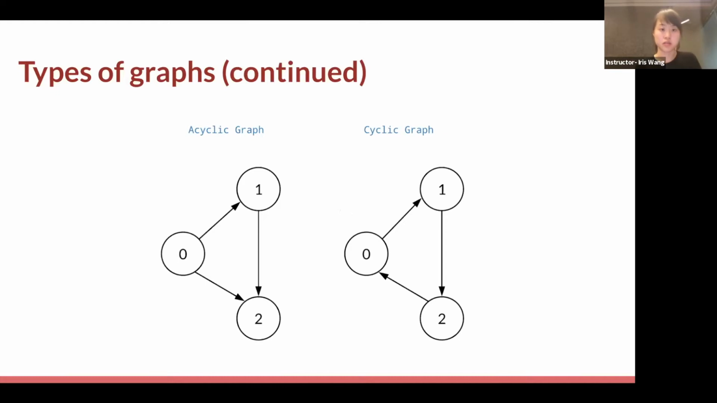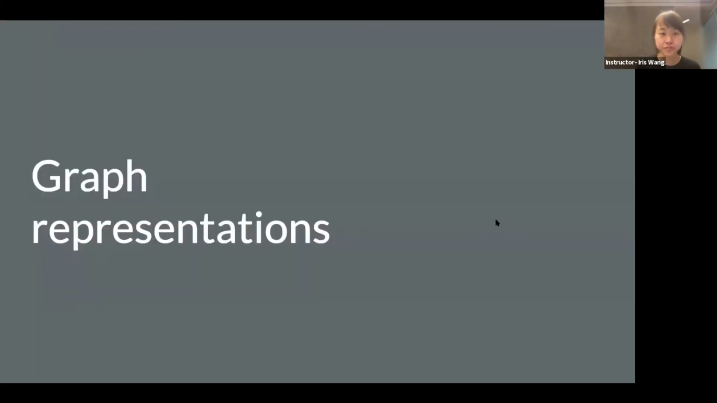Acyclic means there's no cycle in a graph, while a cyclic graph means there's a cycle. Even though these two graphs look really similar, if you notice in the acyclic graph, if you start off at the zero, there's no real way to reach back to that zero. If you were to repeat that with every node, that would yield the same result. Whereas in the cyclic one, you can see that with each node, there's a way to reach back into that node. So that's another common terminology to know about.